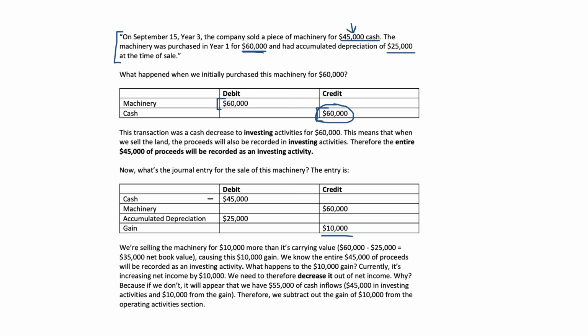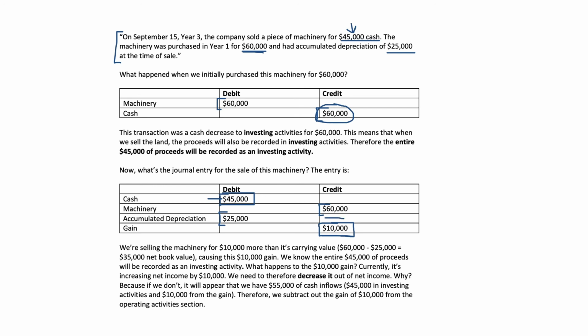So we're receiving $45,000 of cash, and when you sell the fixed asset, you need to get it off of your books. So we initially debited $60,000 for the machinery, so now we credit it. And then we had a credit balance of accumulated depreciation of $25,000. So now we need to debit out the accumulated depreciation. This leaves us with a plug number of $10,000. So how this works is this $10,000 is an increase to net income. And then we also have the cash proceeds of $45,000 that are an inflow to the investing activities section.